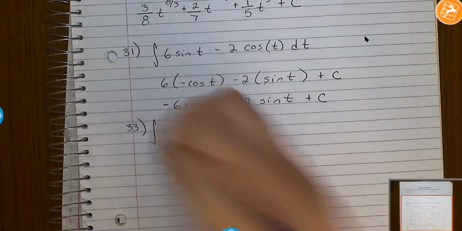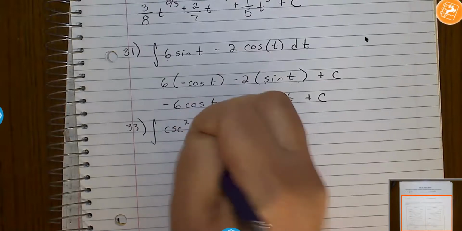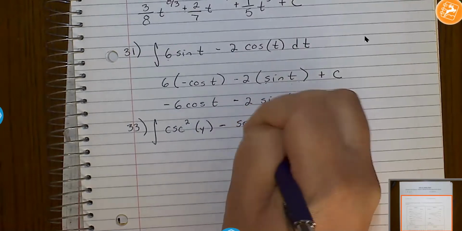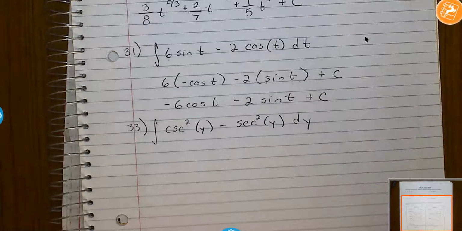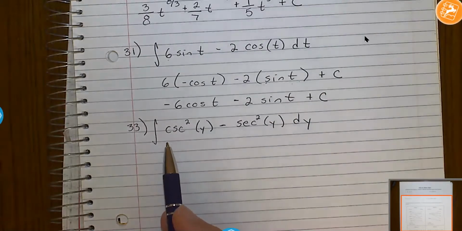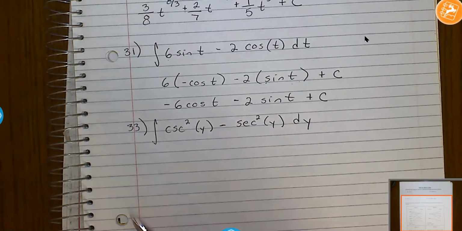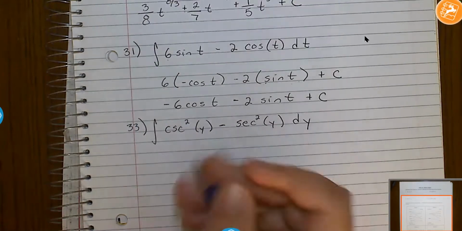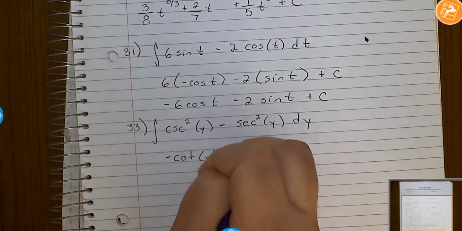Number 33, we have the integration of cosecant squared of y, there's no need to put the y in parentheses, minus secant squared of y dy. And these, you have to know the rules. So what gives you the derivative of cosecant squared? That would be cotangent. So the integration of cosecant squared is going to be negative cotangent of y.